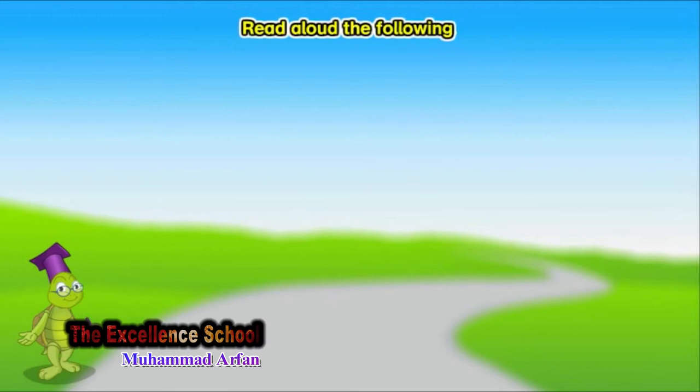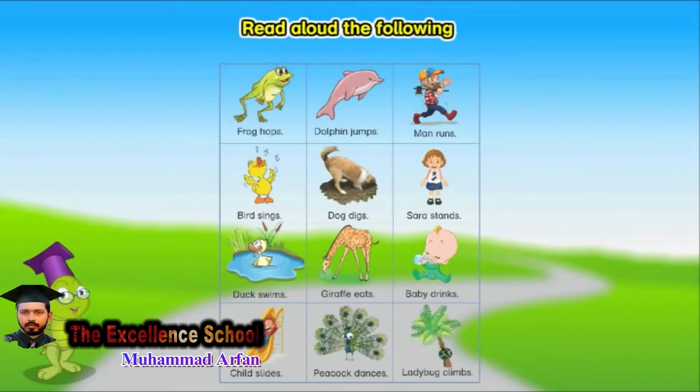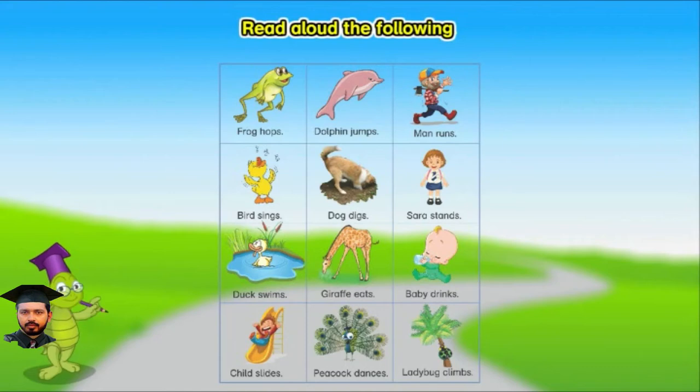Read aloud the following. Frog hops. Dolphin jumps. Man runs. Bird sings. Dog digs. Sarah stands. Duck swims. Giraffe eats. Baby drinks. Child slides. Peacock dances. Ladybug climbs.